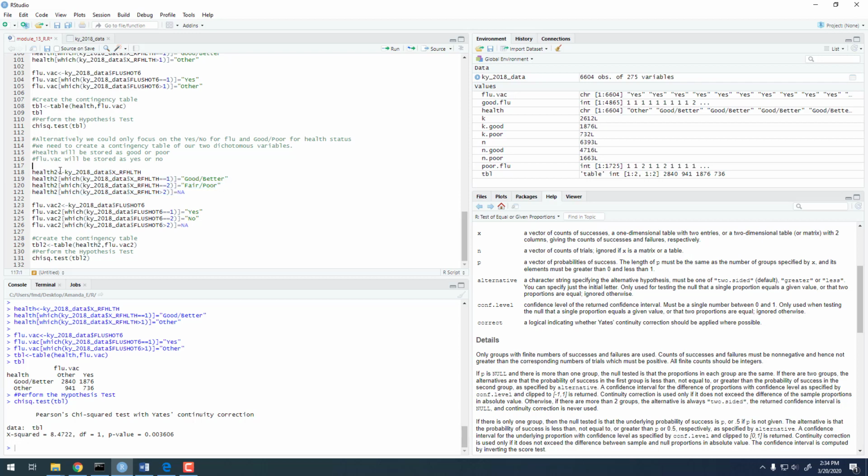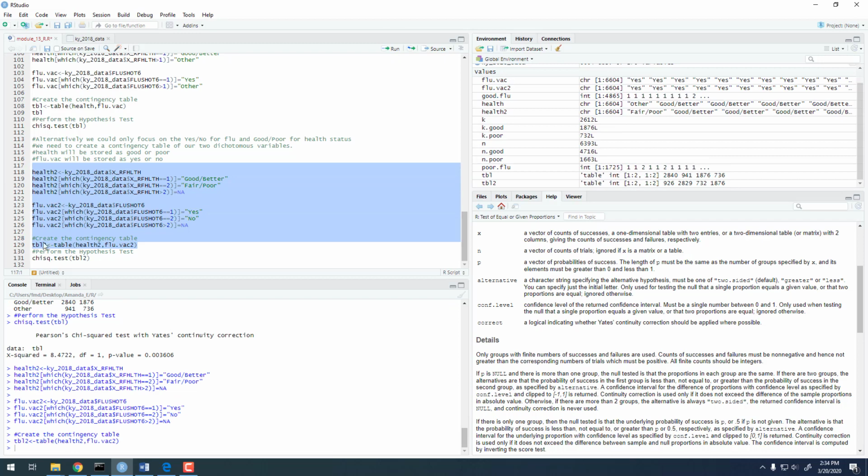I start out by setting health 2 equal to my original data, and then I'm going to manipulate health 2. So health 2, everything that's a 1, I'm going to say good or better. Everything that's a 2, fair or poor. And everything else, if they refuse to answer or said they didn't know, I'm going to set that to be missing. So this way, health 2 is only going to be comprised of good, better, fair, poor, or missing. And then I'm going to do the exact same thing with flu-vac, and I'm going to call it flu-vac 2. And then I'm going to create a contingency table.